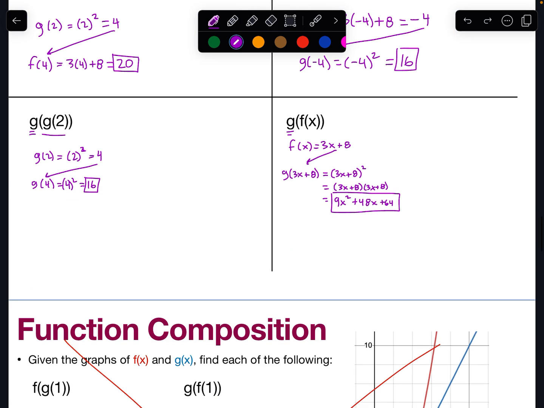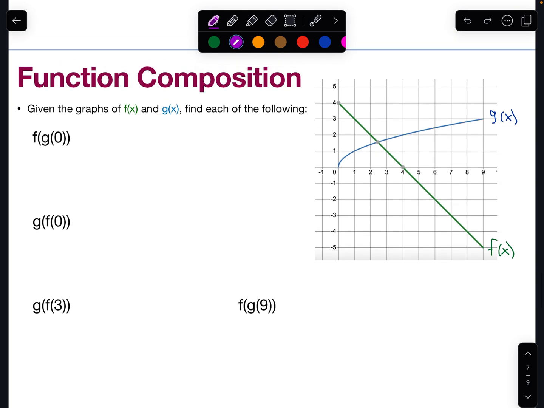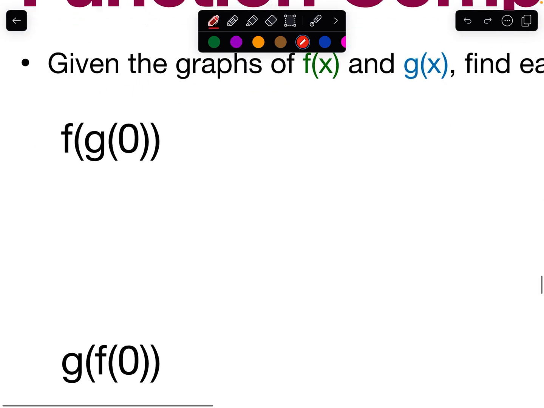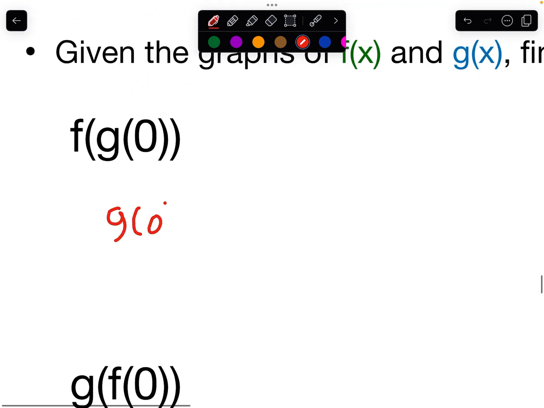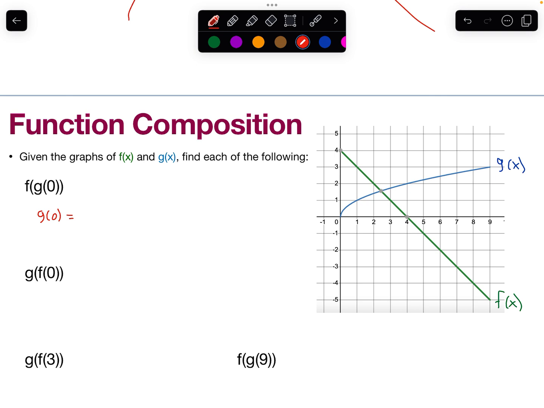Our second objective today is to do so graphically. I want us to get some practice reading graphs. Now the idea here is still the same. When we find f of g of 0, for example, we've got to figure out what g of 0 is first. What's different here though is that we don't have the actual rules for f and g, but we do have their graphs. So we need to use their graphs to find these values.